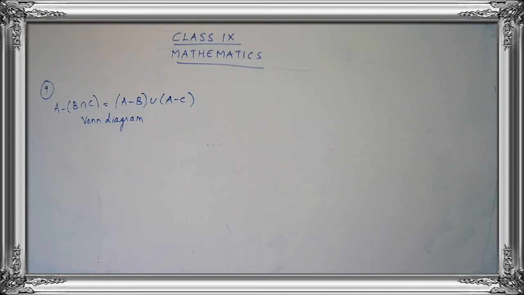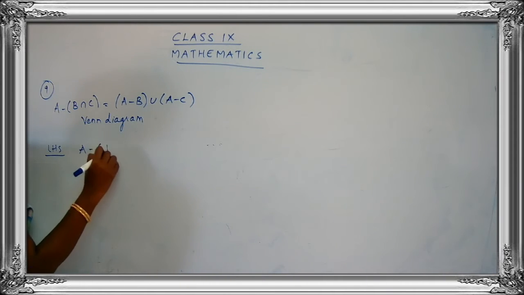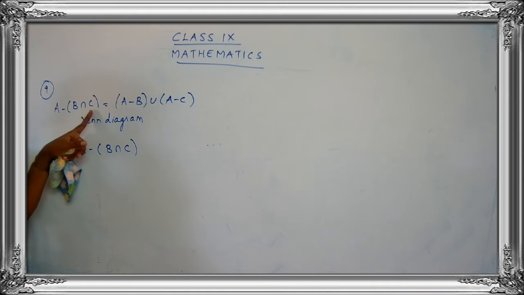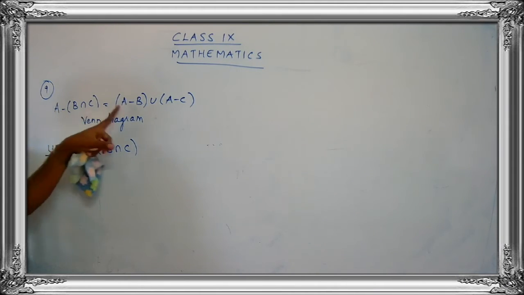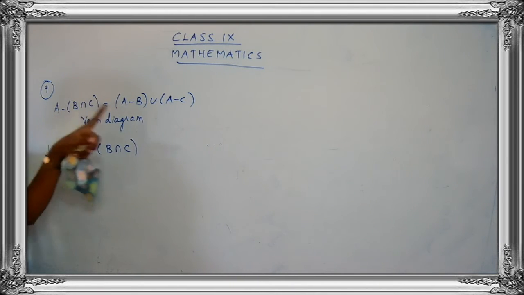Let's start with the sum. So first of all, we are going to consider the LHS part. What is given here? LHS: A minus B intersection C. Here we are going to prove this property using Venn diagram. This property is for set difference. De Morgan's law for set difference. A minus B intersection C. So A minus B, the intersection changes to union A minus C.